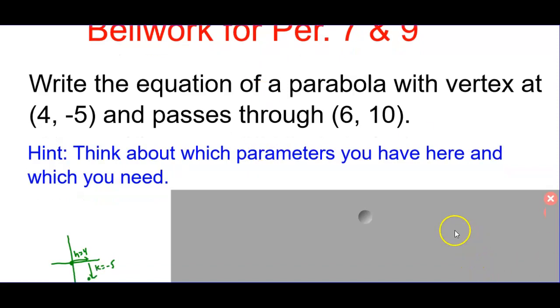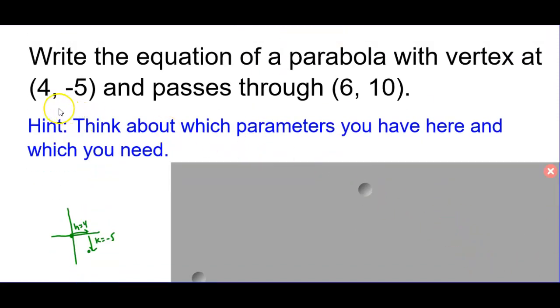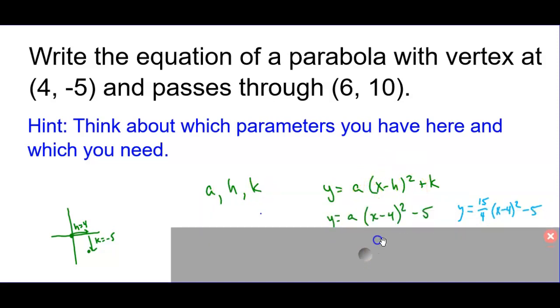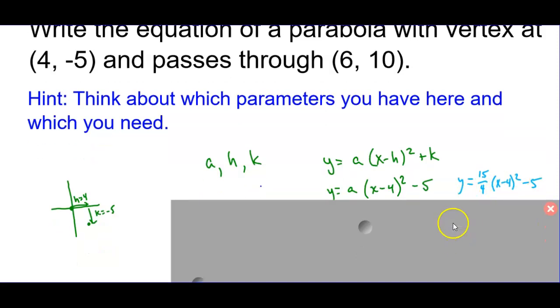All right, so the first thing you should be thinking about is when you know the vertex, you know how the shifting has occurred. So if the vertex is at 4, -5, then that means h was 4 and k was -5. So when you go to fill in the formula, you need a, h, and k as parameters, so you can start filling in some of these parts. This light blue is going to be my final answer here. We'll get to that in a minute.